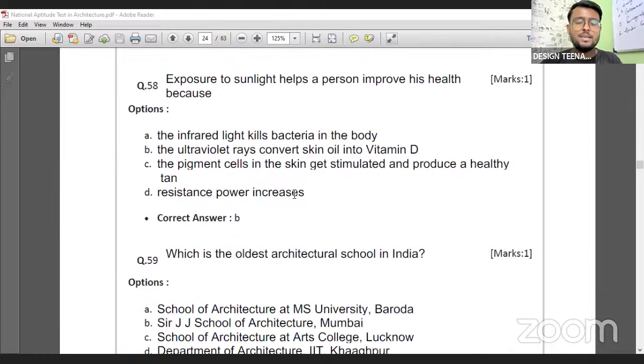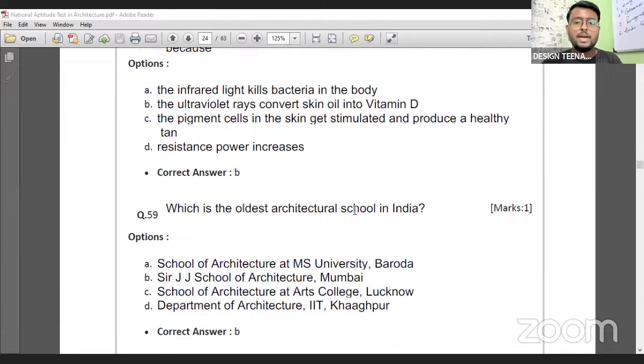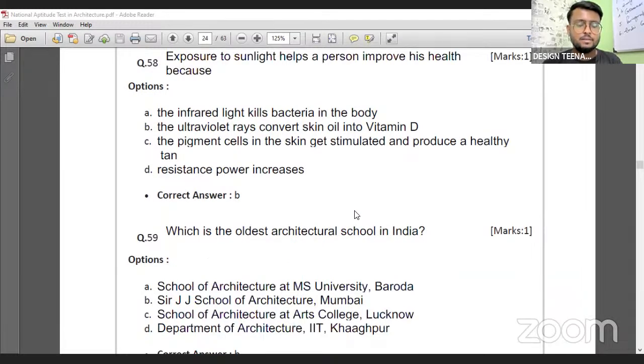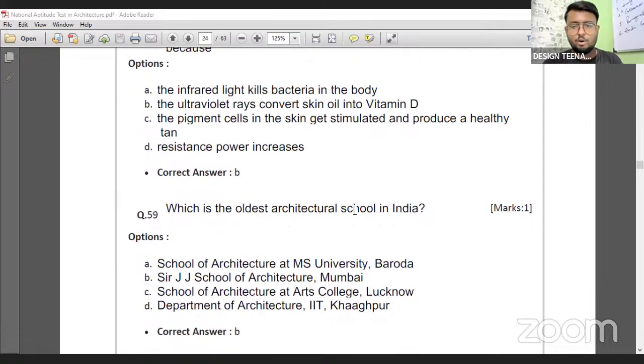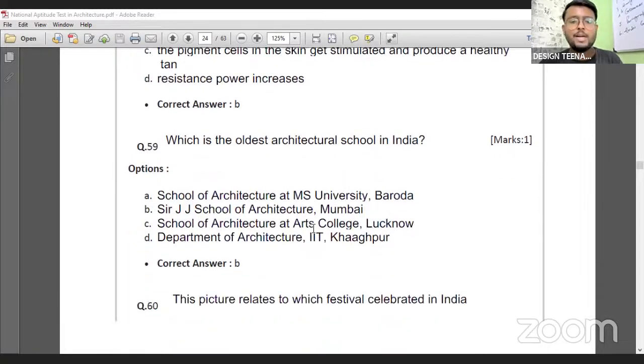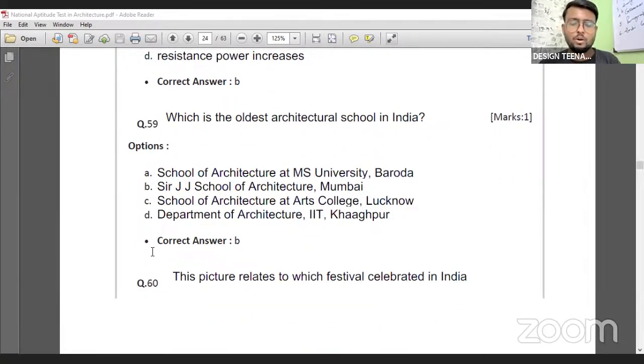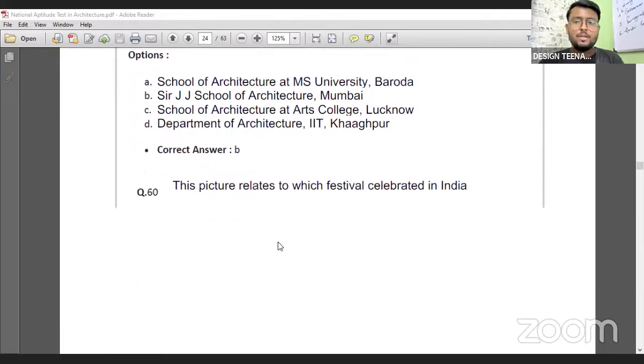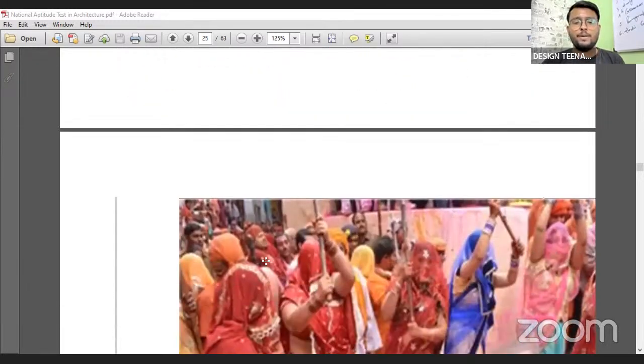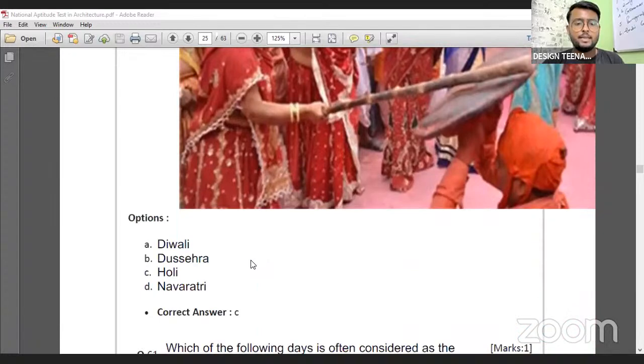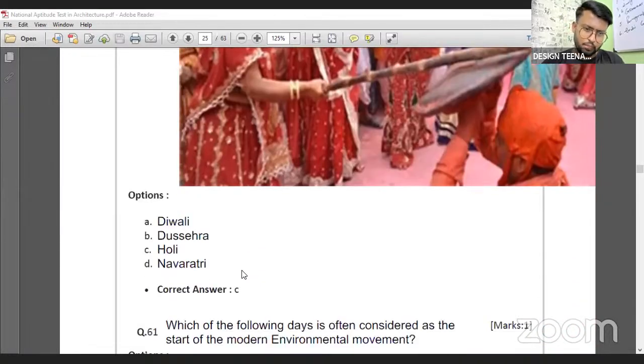What is the oldest architectural school in India? JJ College. Anyone and everyone should know this. JJ College of Architecture in Mumbai is the oldest school or college in India. See, 5 questions were of 2 marks, and again it has started off with 1 mark.